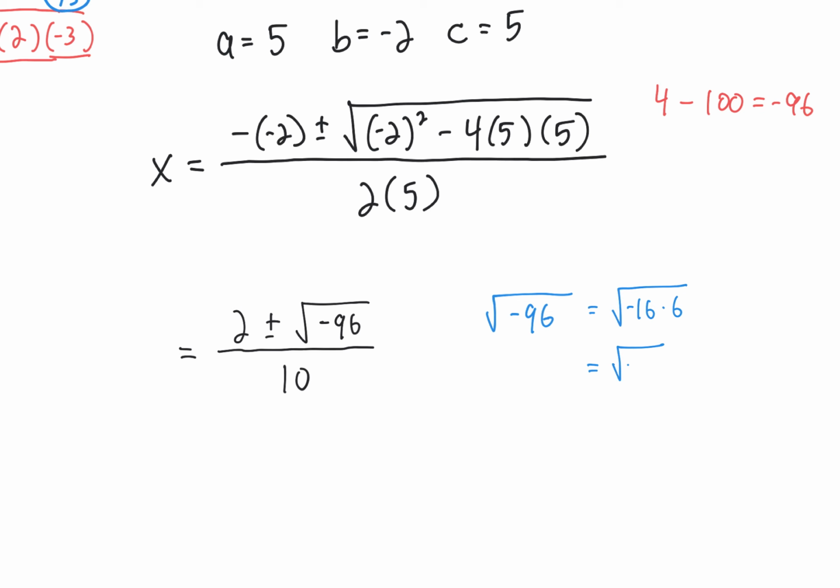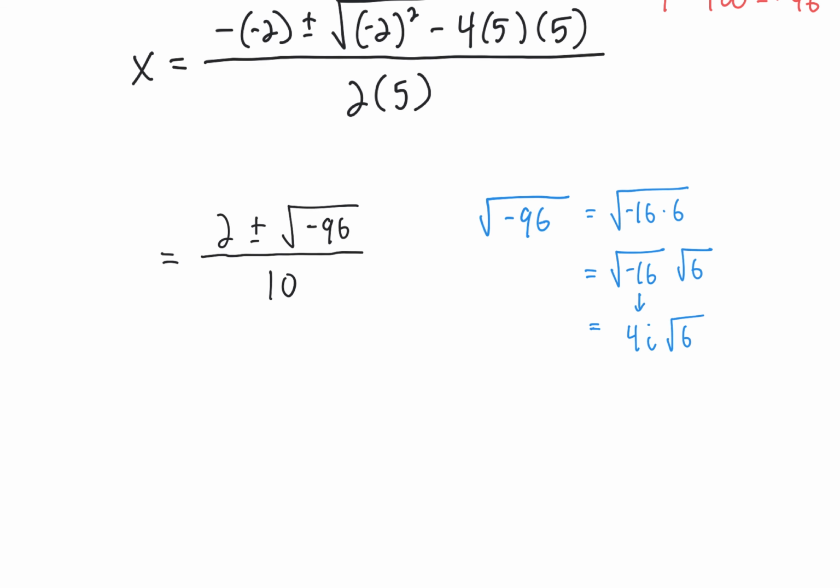So we'll split it up: square root of negative 16 times square root of 6. And then remember, square root of 16 is 4. So square root of negative 16 is 4i. So be careful. Don't put negative 4 as the answer. I think that might be a common error maybe.